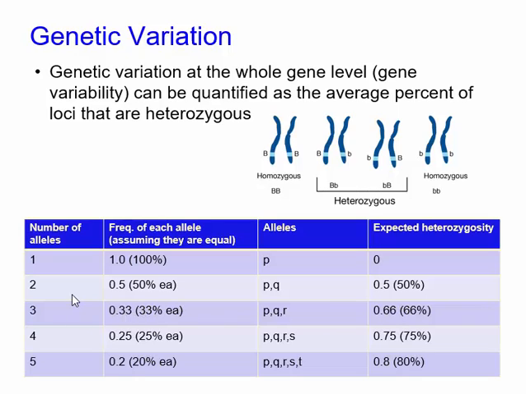Now, what if there are three alleles? Again, remember, we're thinking at a population level here. There are three alleles in the population. Each individual only gets two of them at any given time, obviously. And we've got P, Q, and R. The expected heterozygosity here is 66%.